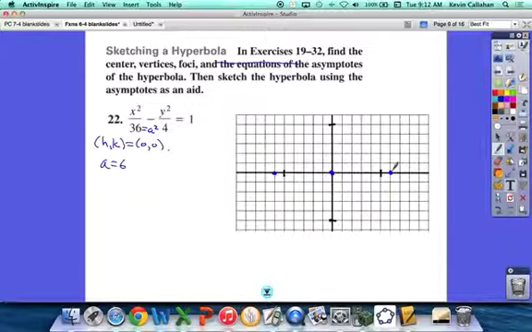Okay, what is the value of B? B squared is 4, so B is 2.